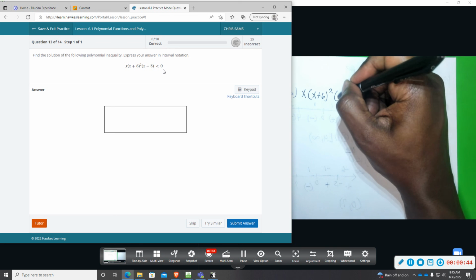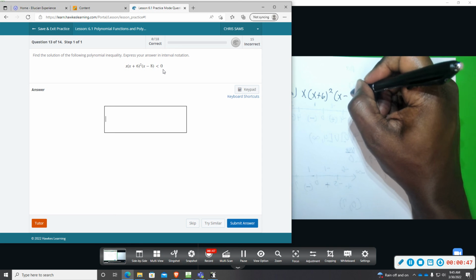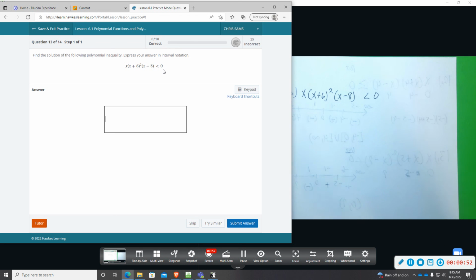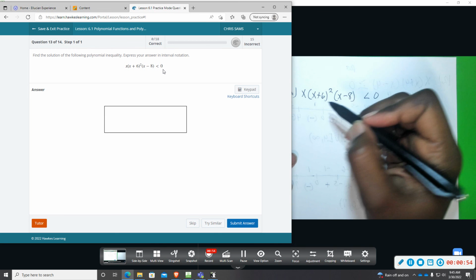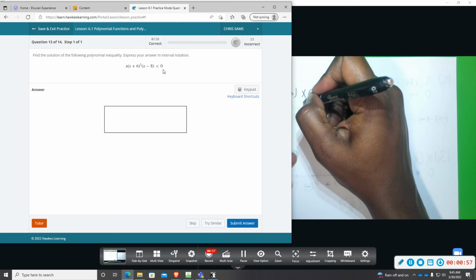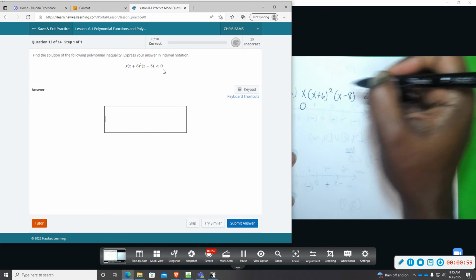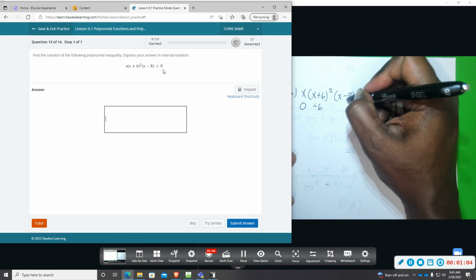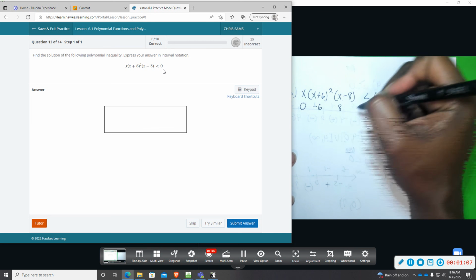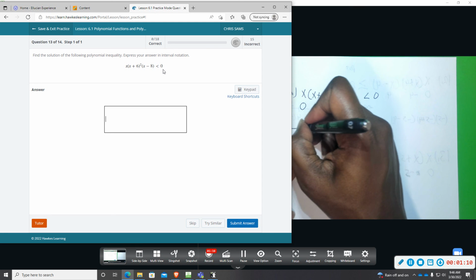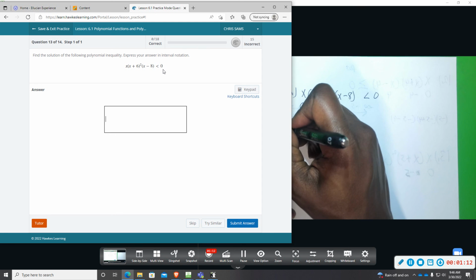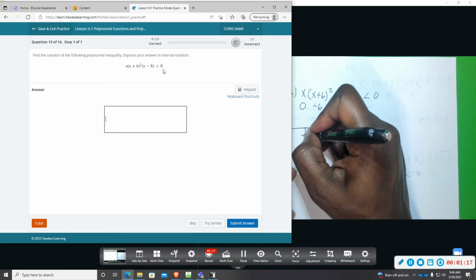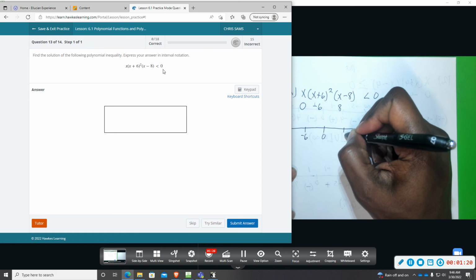Once we find them, we're going to put them on the number line, and we'll let the calculator do the heavy lifting this time. The critical value that would make this 0 is 0. What will make this 0 is a -6, and what would make this 0 is a +8, because 8 minus 8 will go to 0. All right, so these are my critical values: 0 in the middle, -6 on the left, and +8 on the right.